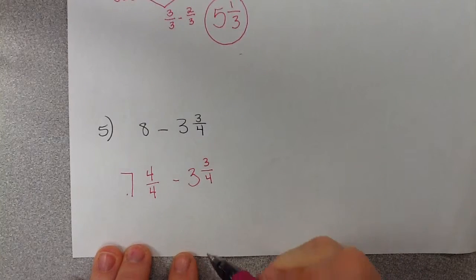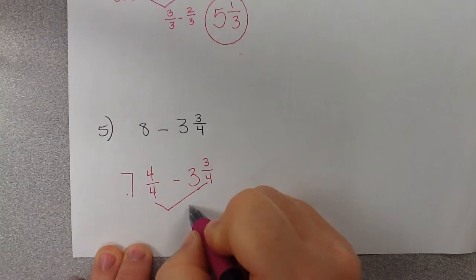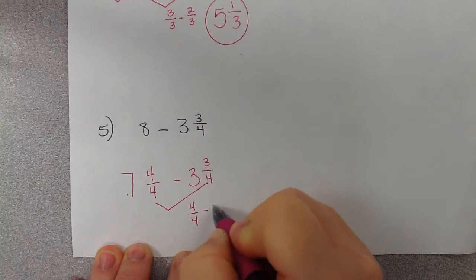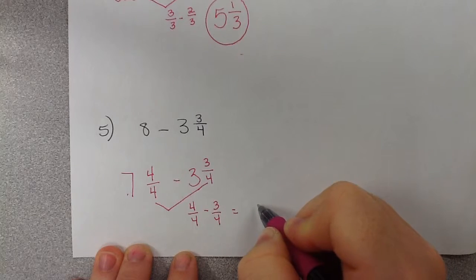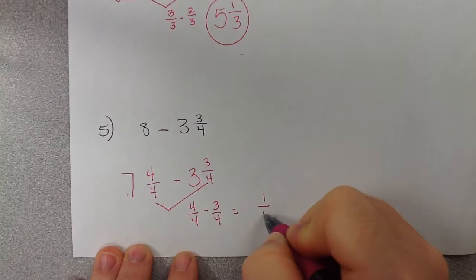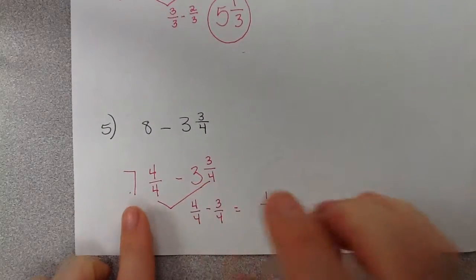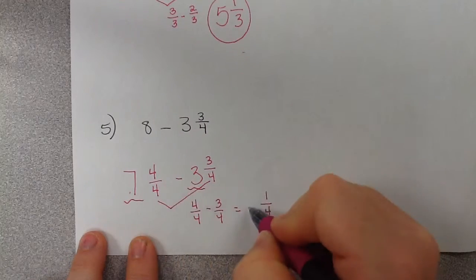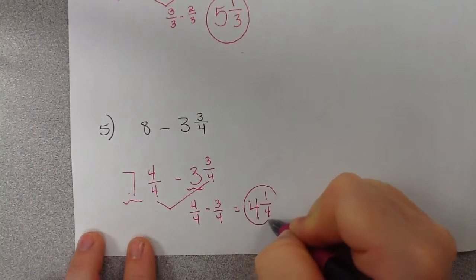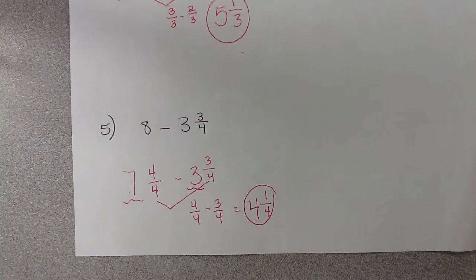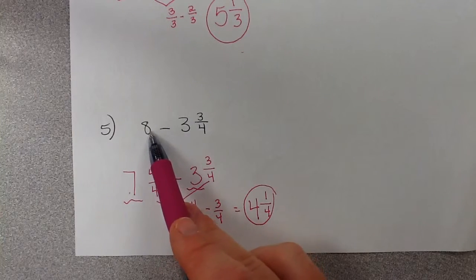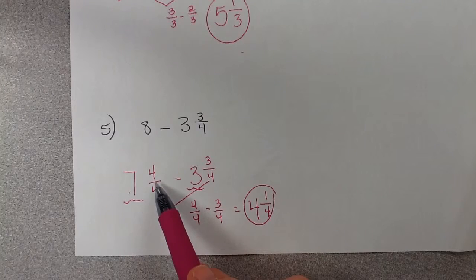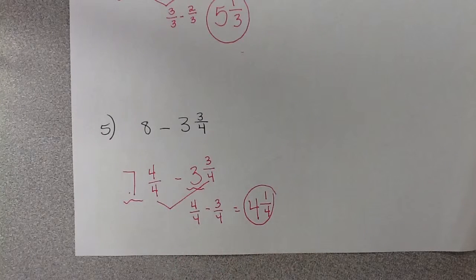Now we can subtract these fraction pieces. 4/4 minus 3/4 leaves us 1/4. Subtract your whole pieces. 7 minus 3 is 4. 4 and 1/4. Break up your whole number so it has a fraction piece. Go down 1 to 7 and make a whole so it matches. Then you'd be able to subtract. Nice job today, mathematicians.